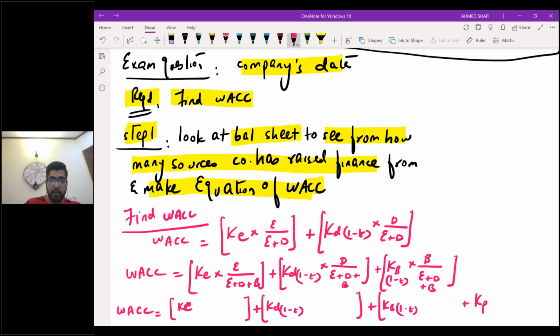KE will only come on equity proportion. So if the company is financed from four sources, the equity proportion would be equity over all four, E plus D plus B plus P. Cost of debt on debt proportion only, that's debt over all four. Cost of bank loan on bank loan proportion only. And cost of preference share on preference share portion only. How do you get the preference share percentage? Preference shares over all four.